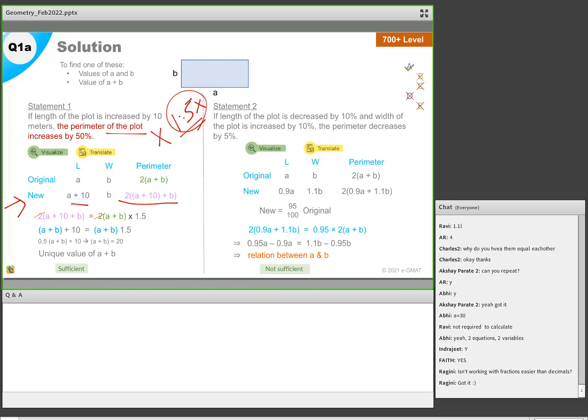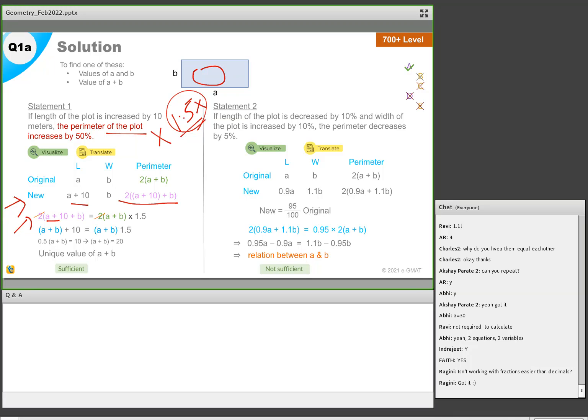All right. So what happens when you apply this? What is the new perimeter? This is a rectangle, right? So what is the perimeter of the rectangle? 2 times (a plus b). Here a has become a plus 10. So it becomes 2 times (a plus 10 plus b). Simple. And what is given?